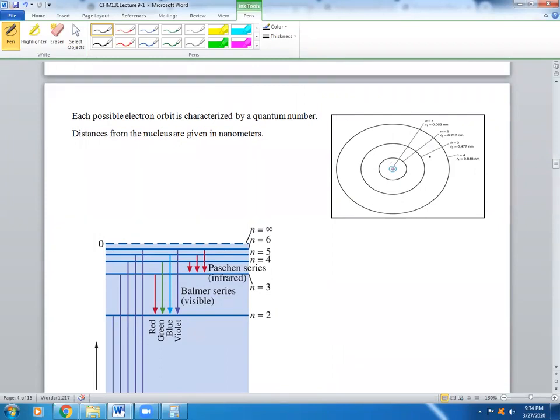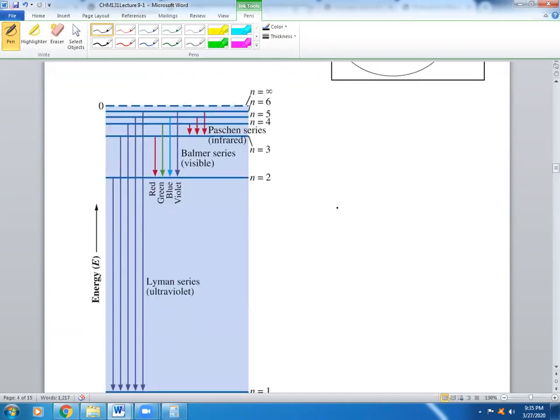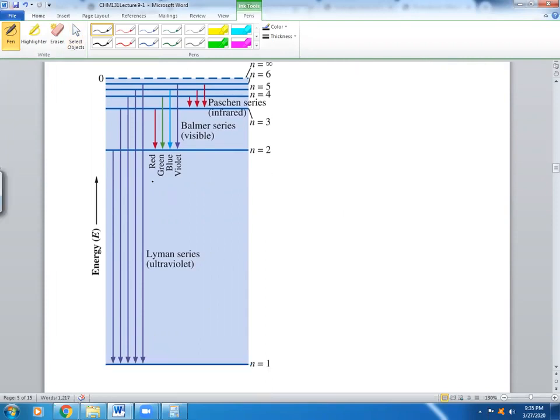Each possible electron orbit is characterized by a quantum number. And again, there you can see how close they can be. The farther away from the nucleus, you can see that they get bigger. This brings us to an important topic here, and what I would like you to know with this is, really understand these three series. Anything from a larger energy level to the lowest energy level, N1, that's called the Lyman series, and that can only give you violet, ultraviolet, UV.